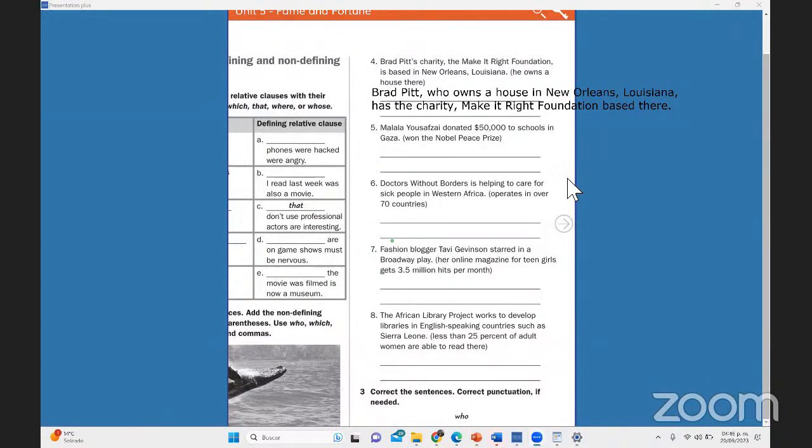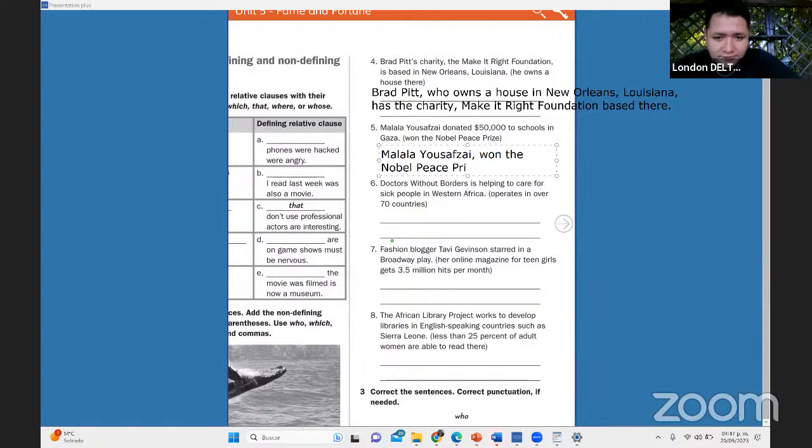Yes, teacher. Malala Yousafzai, who won the Nobel Peace Prize, donated 50,000 to schools in Gaza. Perfect. Exactly. Very well. So, exactly, you did well, right? We write these commas to make the relative clause.